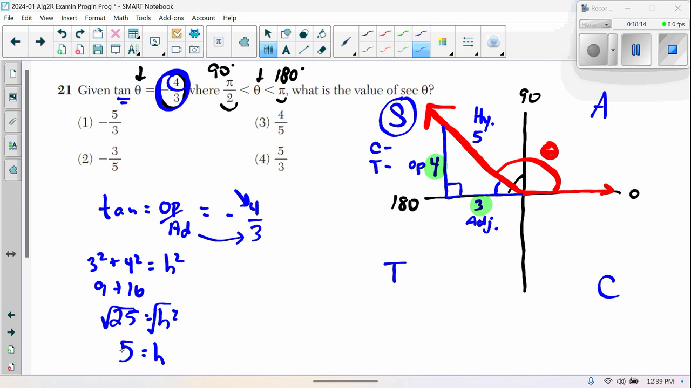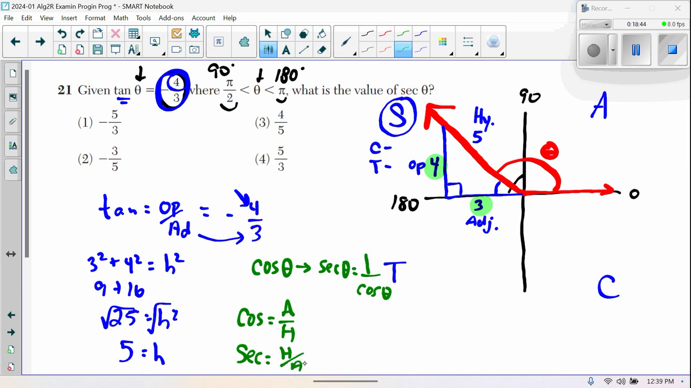Secant. Secant is the reciprocal function of cosine. So if I know cosine of something, that means secant is 1 over the cosine of theta. Or, if I really want to, cosine is adjacent over hypotenuse. Secant is the flip of that. It would be hypotenuse over adjacent. So I could do it either way. I think since I have the triangle, this is easier.